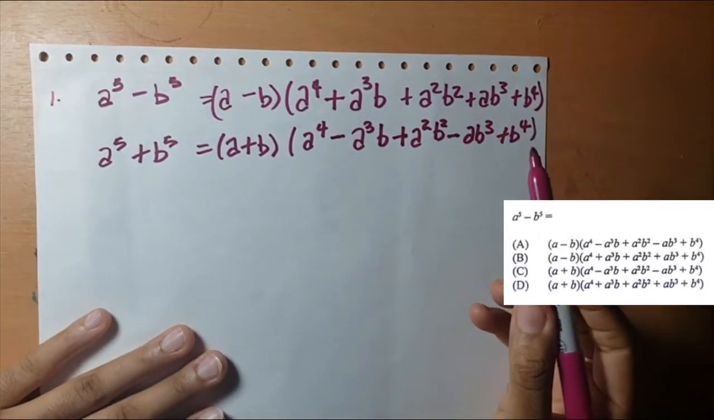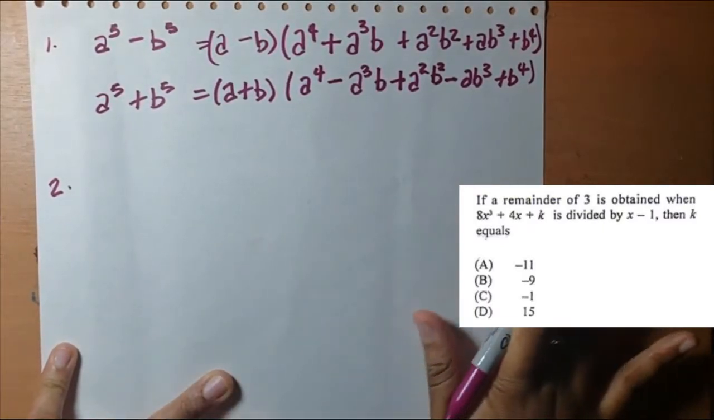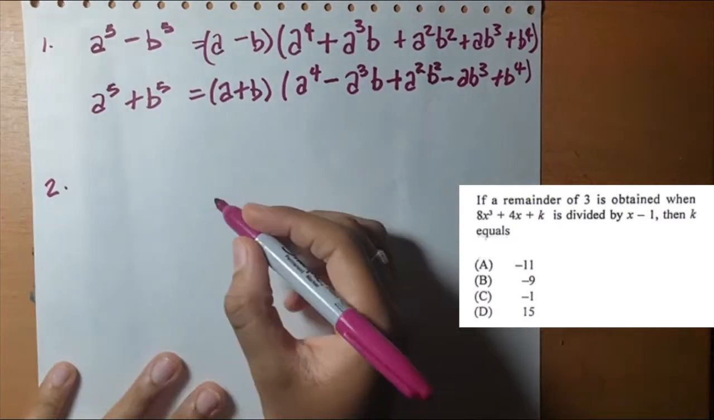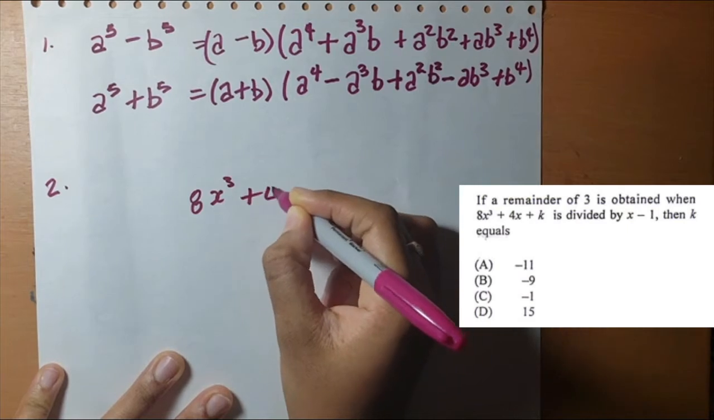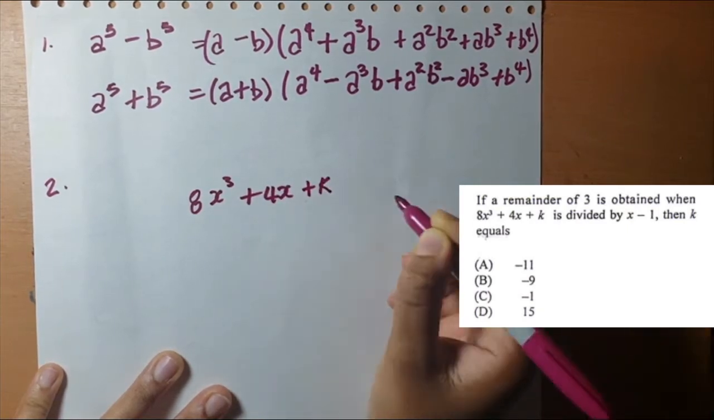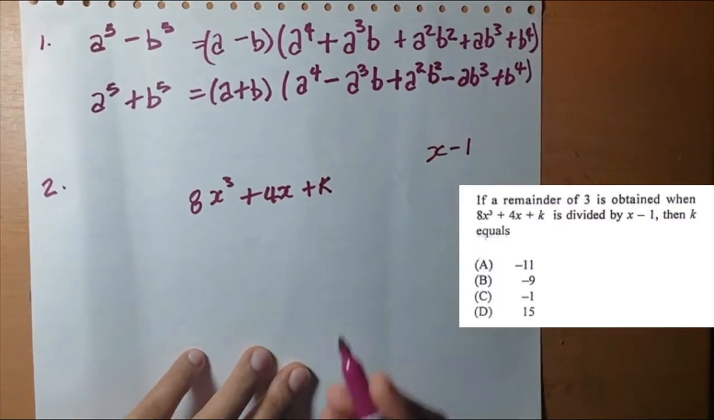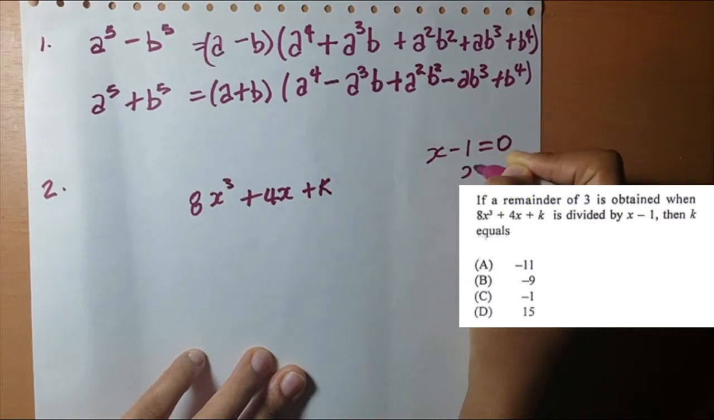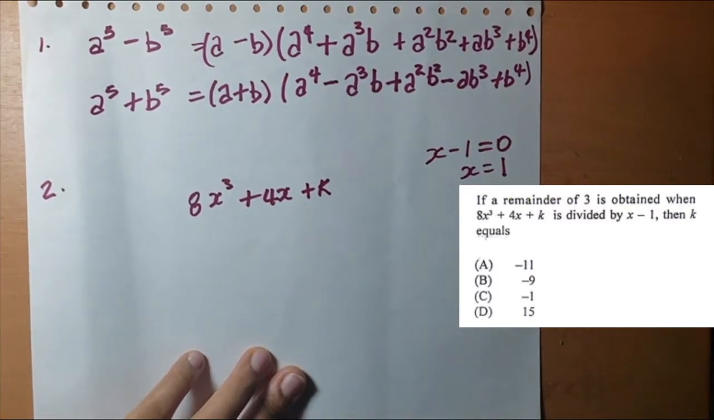Okay? Alright. Number 2, I'm going to jog your memory, factor theorem and remainder theorem. For this one, we're told that a remainder of 3 is obtained when 8x cubed plus 4x plus k is divided by x minus 1. So basically now, we're going to equate this x minus 1 to 0. Therefore, when x is equal to 1, there's a remainder of 3.